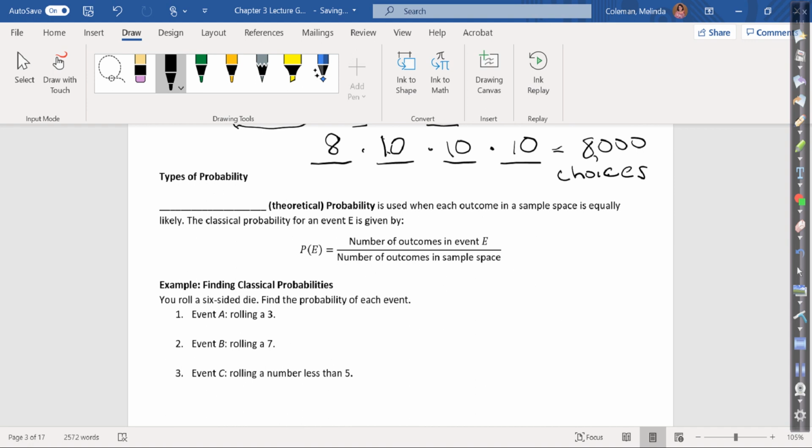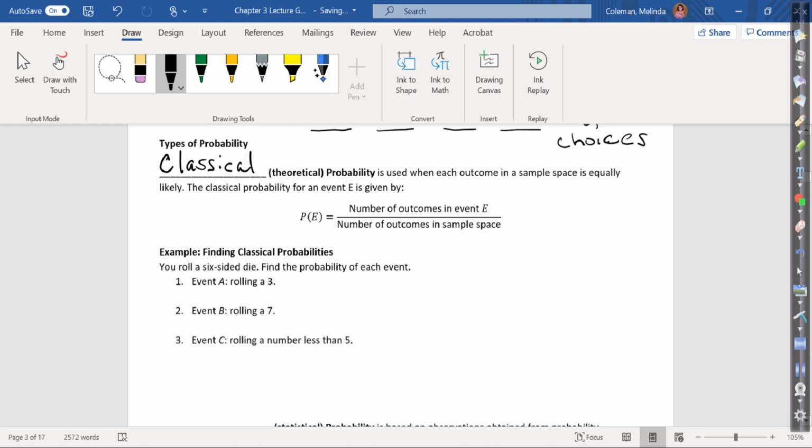We have the theoretical probability, which is also called classical. And it's used when each outcome in a sample space is equally likely. The classical probability for an event is given by the number of outcomes in each event divided by the number of outcomes in the sample space. So now we're talking about probability of an event. Not just that the event happened, but what's the probability. So we do need to know how many outcomes.